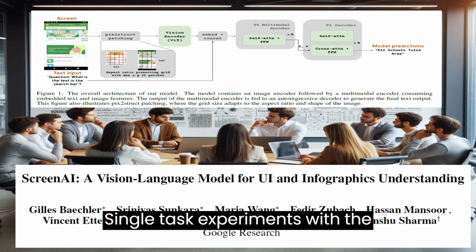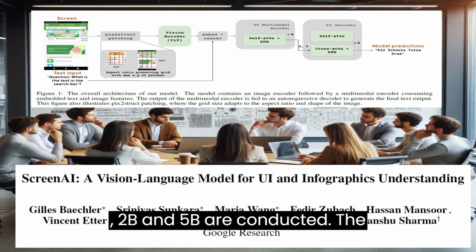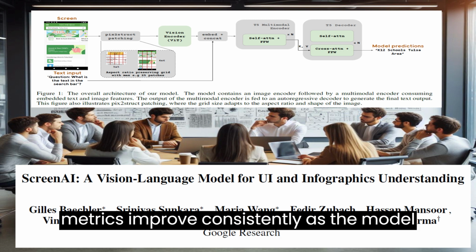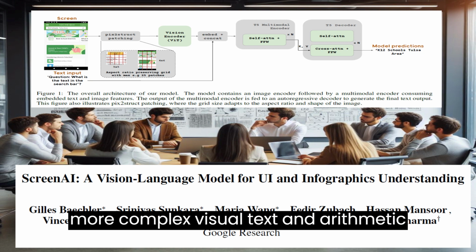Model size: single-task experiments with the following model sizes, 670M, 2B, and 5B are conducted. The metrics improve consistently as the model size increases. For tasks that require more complex visual text and arithmetic reasoning, e.g.